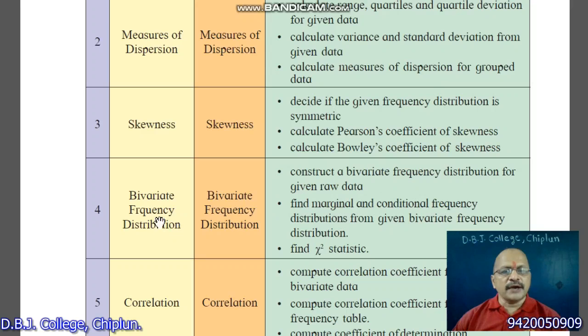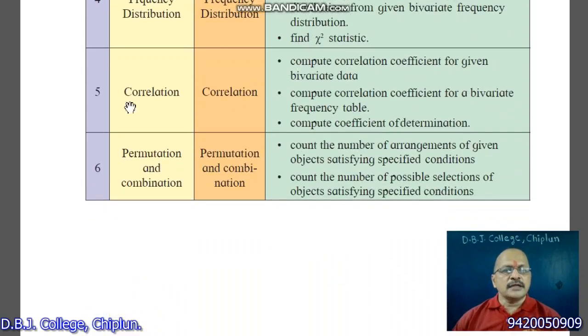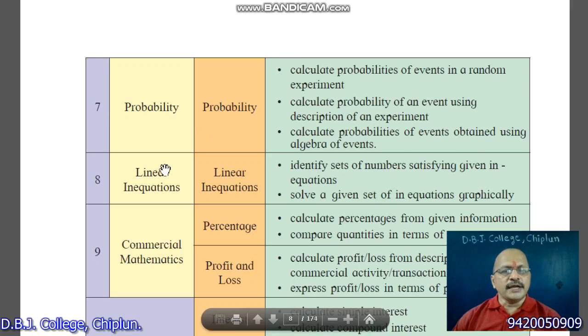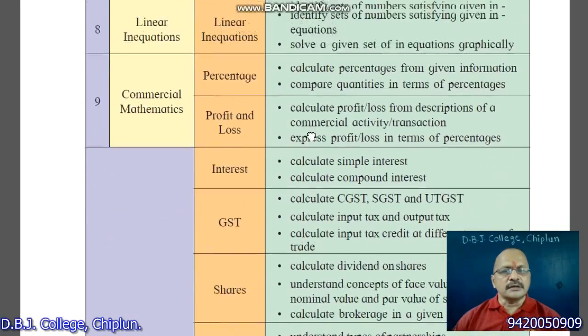Afterwards, we shall study the bivariate frequency distribution, construction of bivariate frequency distribution, then marginal and conditional frequency distribution, and the chi-square statistics. At least these 4 parts we are going to study in the first semester, and the remaining part, correlation, permutations and combinations, probability, linear inequations and commercial mathematics, will be studied in the second semester.